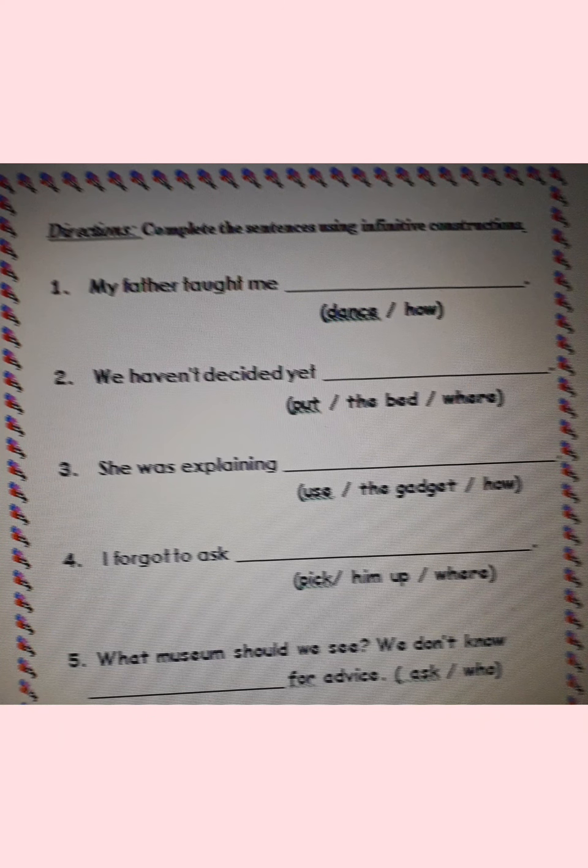In exercise letter B, complete the sentences using infinitive form. Like for example, the father taught me, given inside the brackets the words, dance how. My father taught me how to dance. So to plus infinitive form. Please complete the answers in your revision sheets.